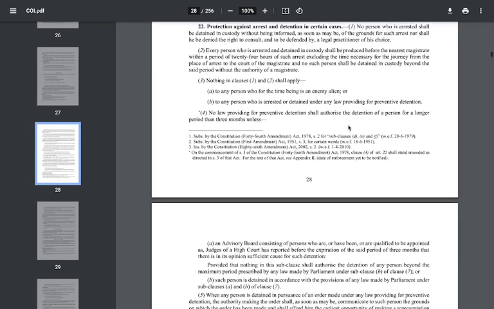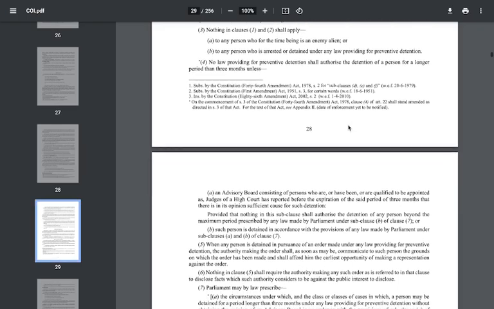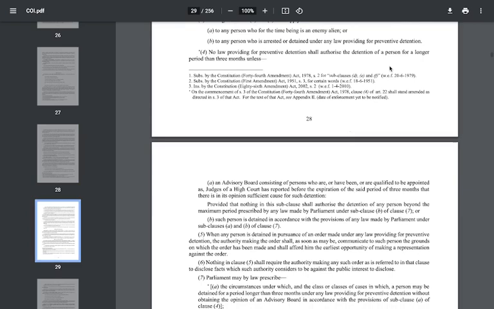Article 22 clause 4 says that the preventive detention shall not be longer than 3 months unless an advisory board has reported before the expiration of the said period of 3 months that such a detention can be extended.